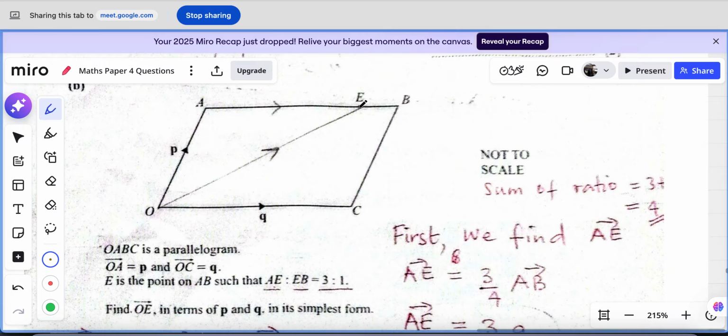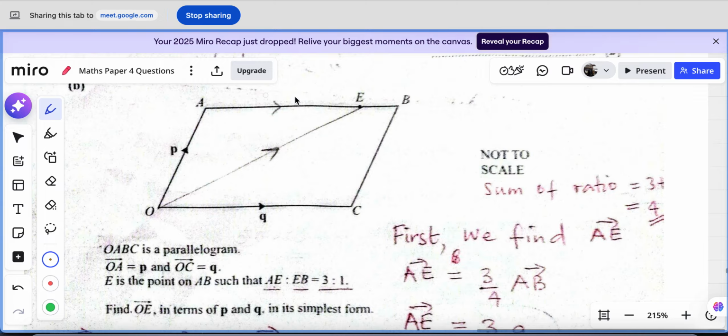E is a point, not midpoint. I was wondering, how can it be midpoint? E is a point on AB such that the ratio AE to EB is 3 to 1.